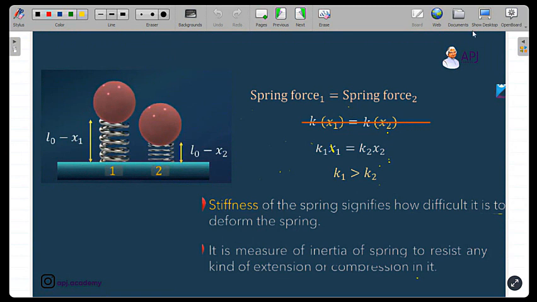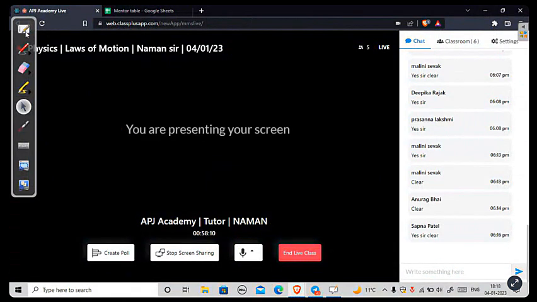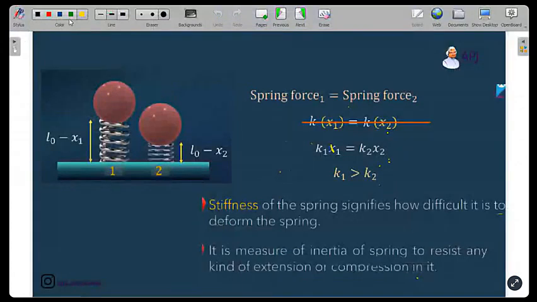Let me see if anybody is writing something. Nobody is writing anything. Nobody is trying to analyze the diagram. Okay, I'll simplify, I'll tell you. How much time do we have left? Okay, we have some time, approximately 10 minutes.